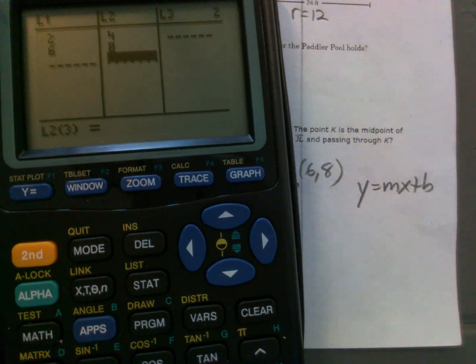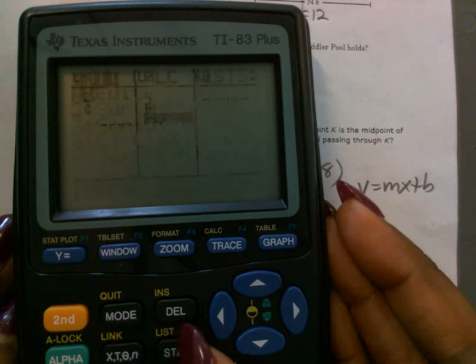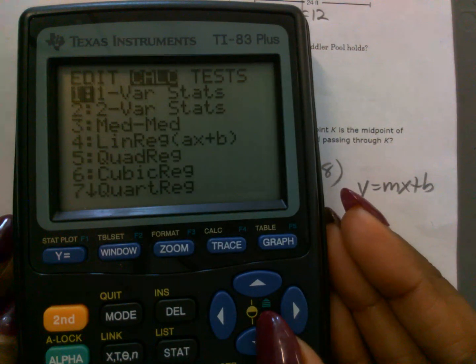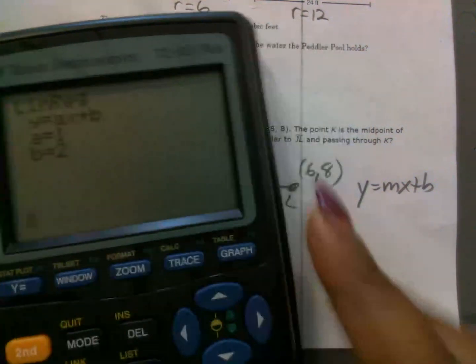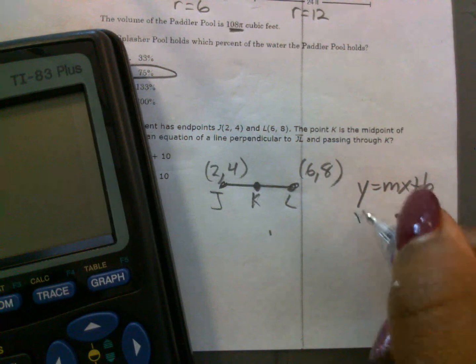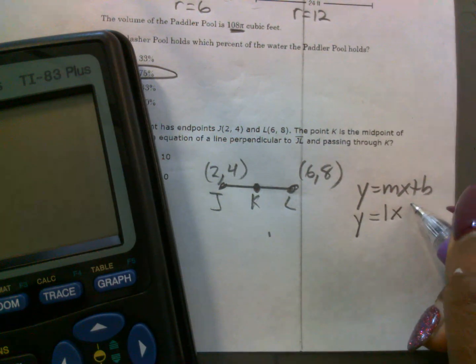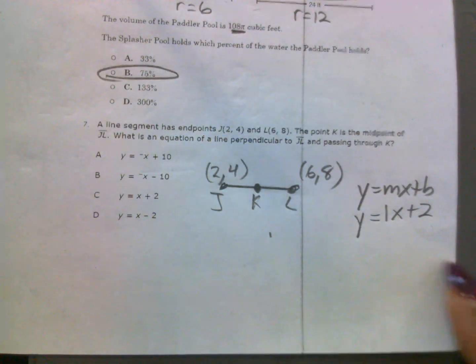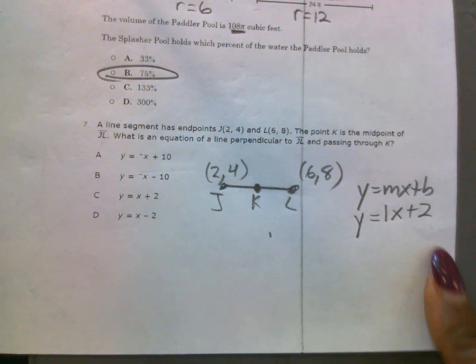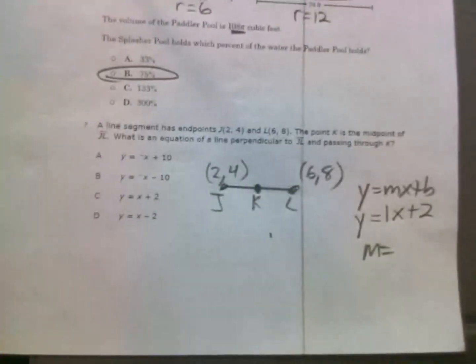When you have that typed, let me know. I'm going to pause for the calls. Okay, so once you type it in, you go to stat, calc, and where are you going to go down to? Linear regression. So now you have your equation. So we write this as an equation. The equation is y is equal to 1x plus 2. Okay? So now which one of these numbers is going to be the slope? Which one of the numbers is m, the slope?